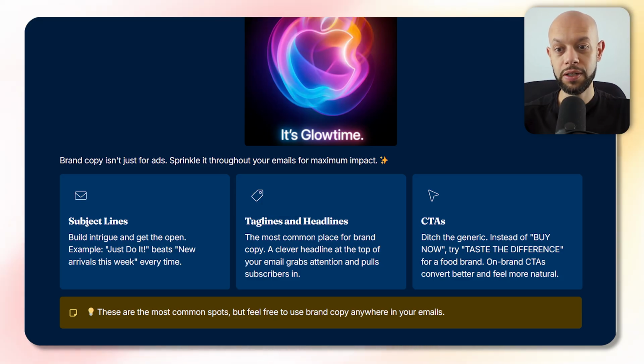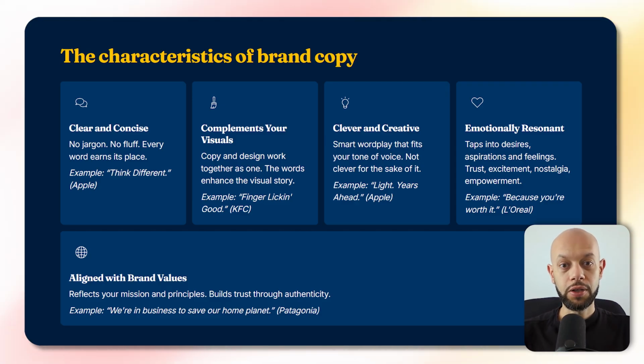So instead of generic CTAs that say "Buy now" or "Shop now" or something like that, we can say something like "Taste the difference" for a food brand. So on-brand CTAs convert much better and feel more natural. So these are the most common spots we use brand copy, but feel free to use it anywhere you want in your email. Let's go through the characteristics of brand copy.